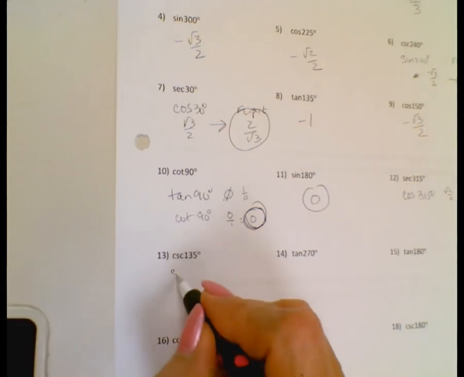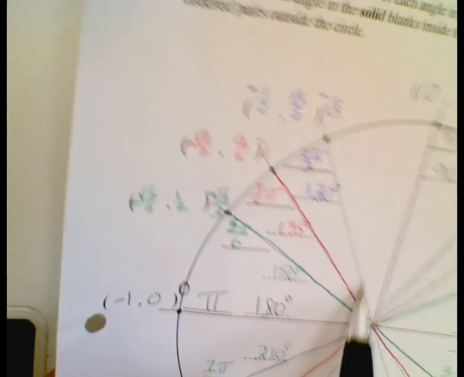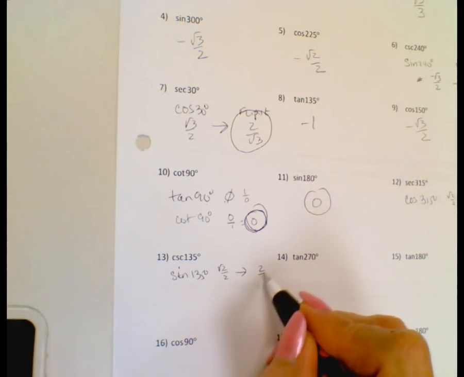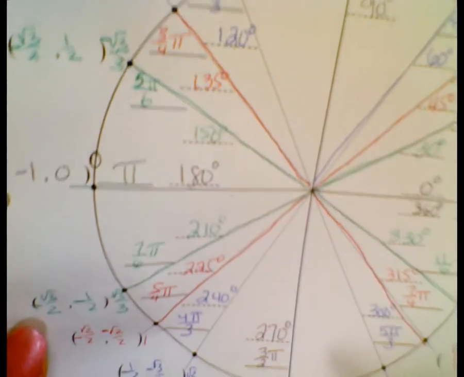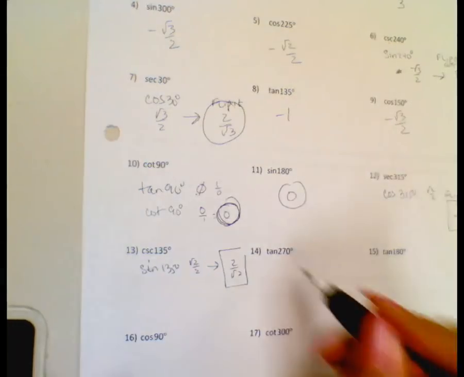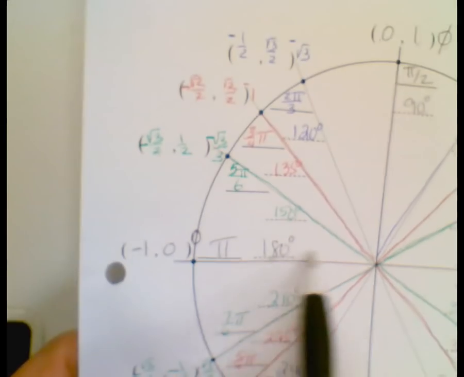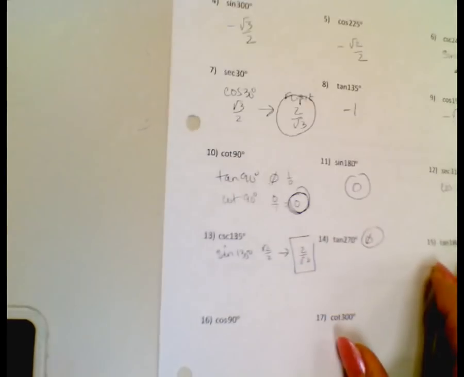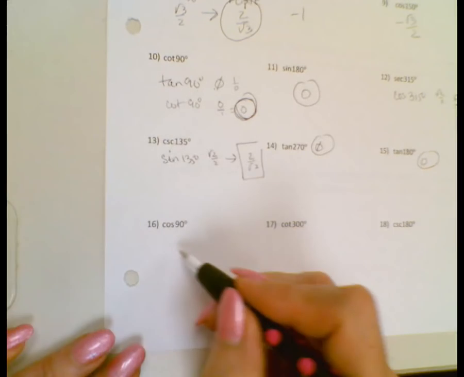Cosecant of 135 is the reciprocal of the sine of 135. Sine of 135 is radical 2 over 2. So if you flip this, it's 2 over radical 2, same as the last answer. Tangent of 270. Here's 270. Tangent of this is undefined. Tan of 180. Tangent of 180 is 0. Cosine of 90. Cosine of 90 is 0.